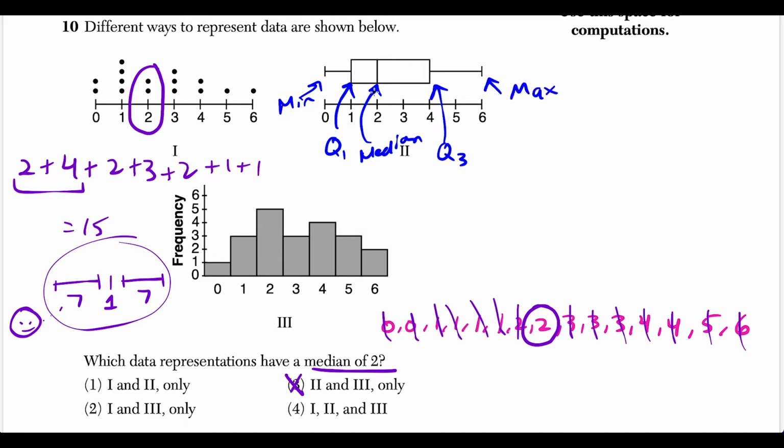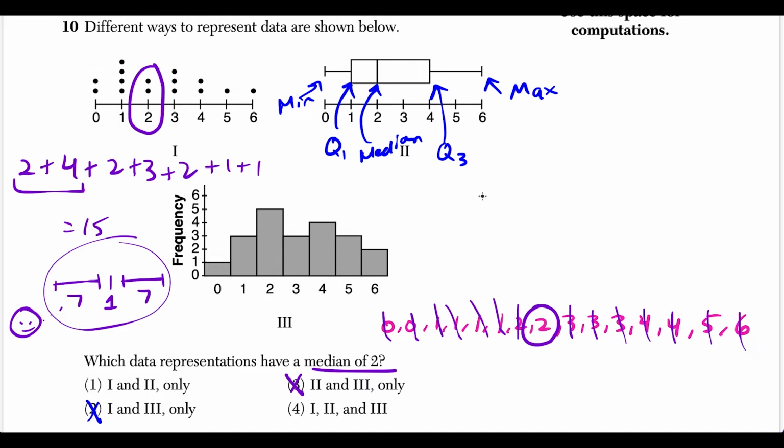So here we have a median of 2, which means Roman numeral 2 is part of the mix. So that eliminates choice 2. And now the last thing to verify here is, does the last data representation also have a median of 2? But this I would do the same way that I did Roman numeral 1.